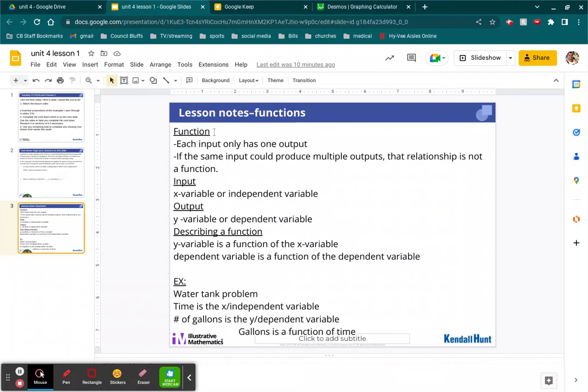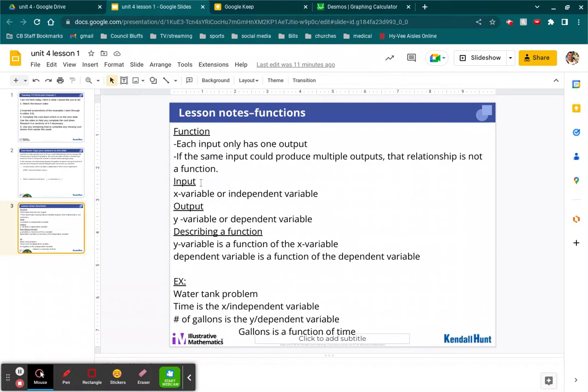But an equation or a graph or anything is a function if each input only has one output. So each input only has one output. If the same input can produce multiple outputs, then that relationship is not a function. And I'll explain what we mean as we go through the examples here.